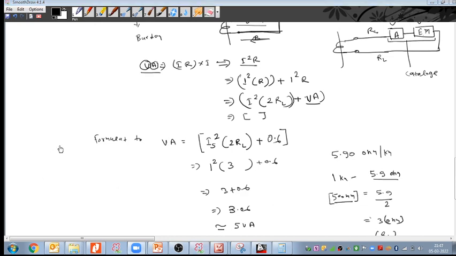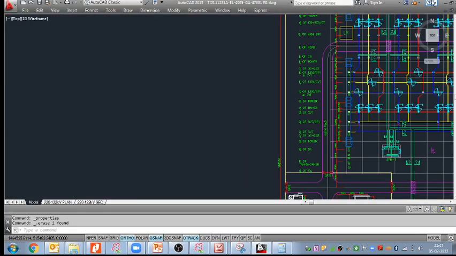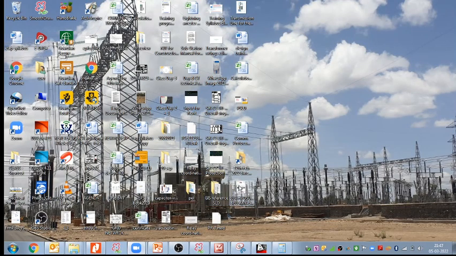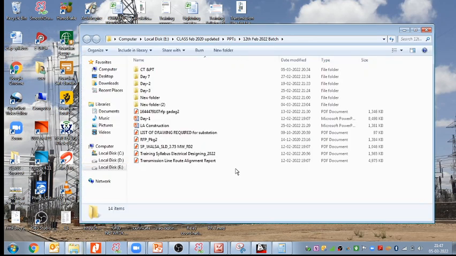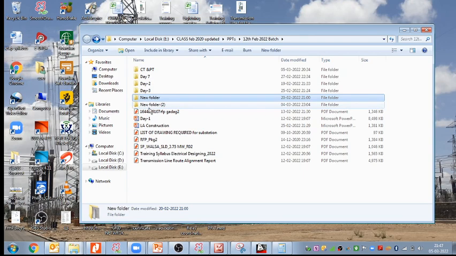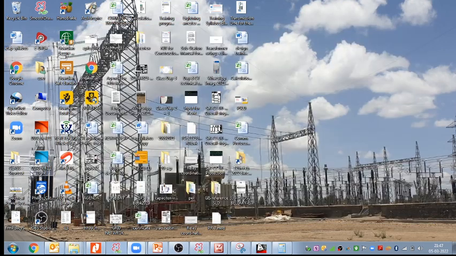Yeah, 3.6. So we should take some margin also. Because 3.6 is not the standard rating, we can go with the nearby standard rating available in the market, and 5 we can select here. And we can also see what standard VA rating is available as per the IEC. Let me check if I have the IEC. I have the IEC. Just 1 second.